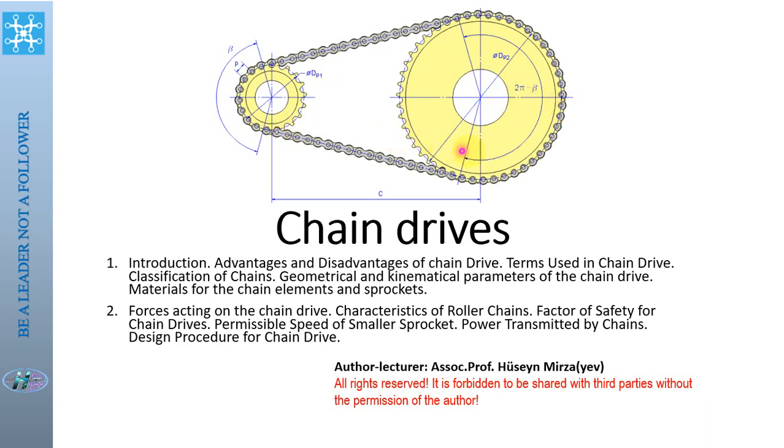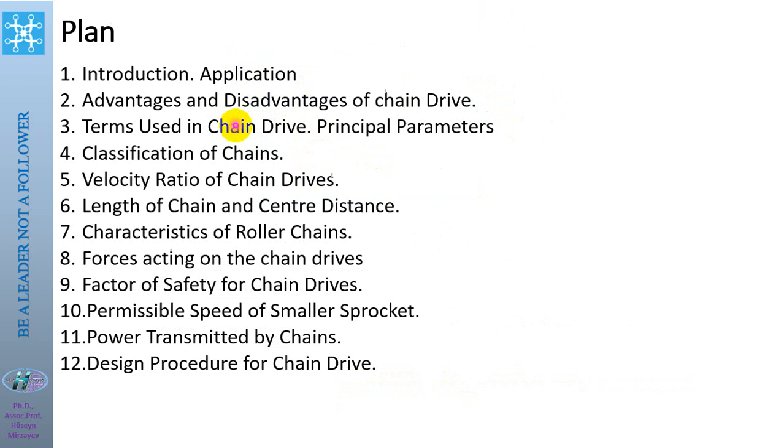This is the chain. The main parameters for chain drivers are the pitch, which is the distance between the two axes of the chain, or the distance between two adjacent teeth of the sprockets, the width of the chain, and the center distance between the shafts.